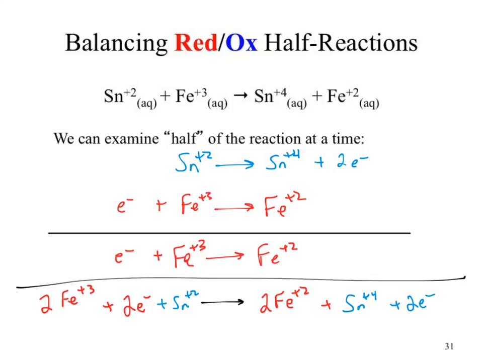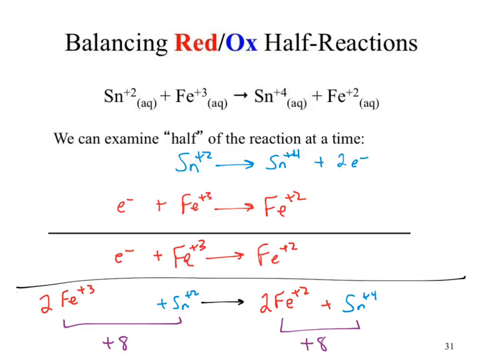Plus 2 electrons. Now that I've got my two equations, what can I do? Anything cancel out across the reaction? Yeah, my electrons do. Charge on the reactant side: plus 8. Charge on the product side: plus 8. Does the charge balance? Yes.